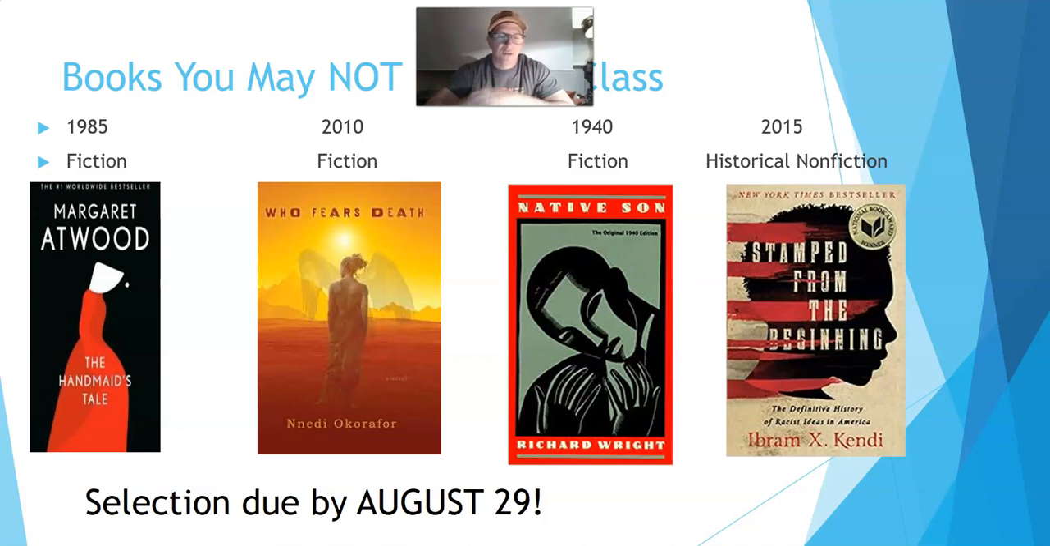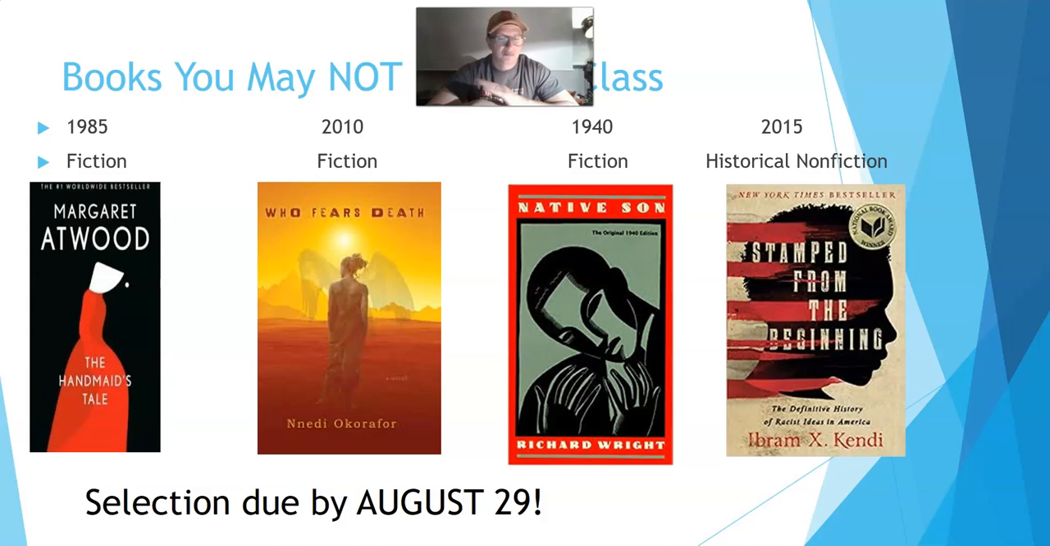Who Fears Death? Great book. Again, this takes place in the future. This takes place in Africa, with a girl who develops supernatural powers. Really intriguing. I think HBO is going to make this into a series. But you can't read it for this paper because it's published in 2010.